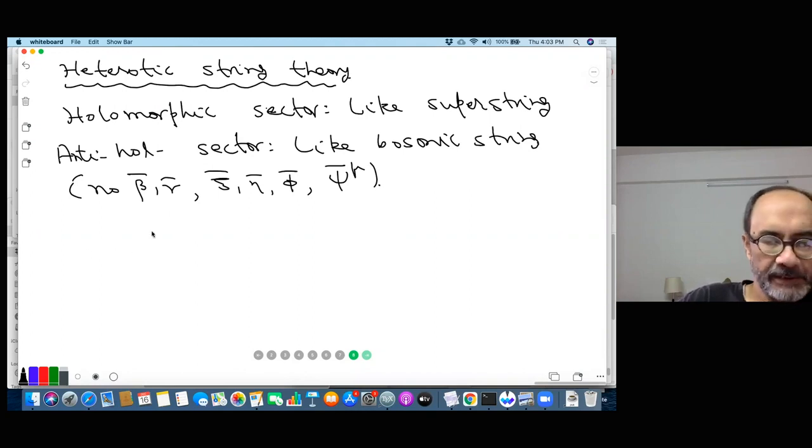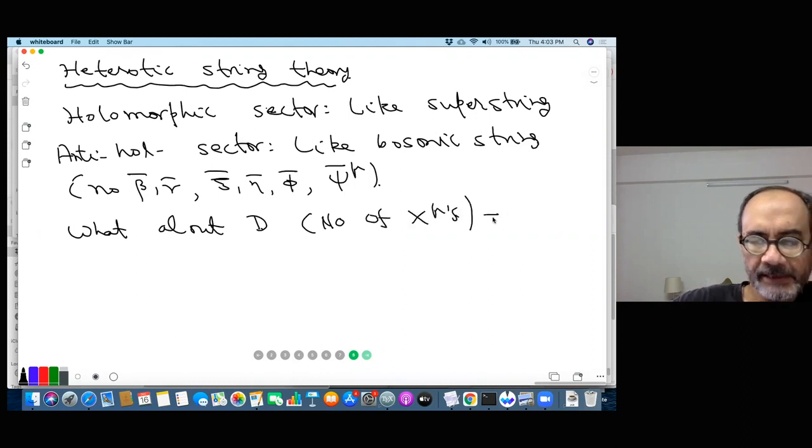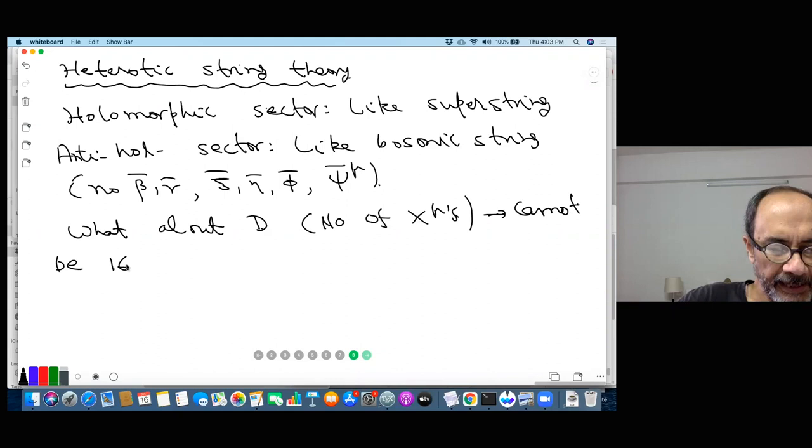But this raises the question as to what about D, that is, the number of X mu's? Because this certainly cannot be 10 and 26 at the same time.